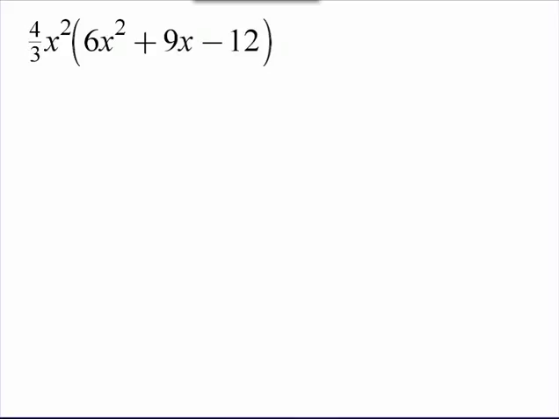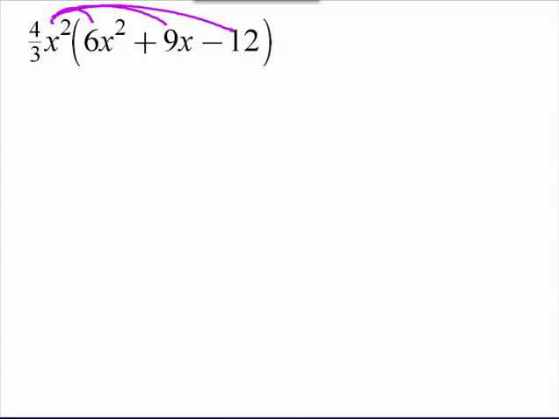Now this one looks way worse than it actually is. And the reason why it looks worse is because you don't like that 4/3. But it's a number, not a variable. Remember, it's all about variables.